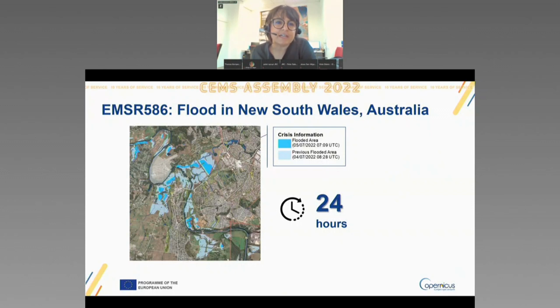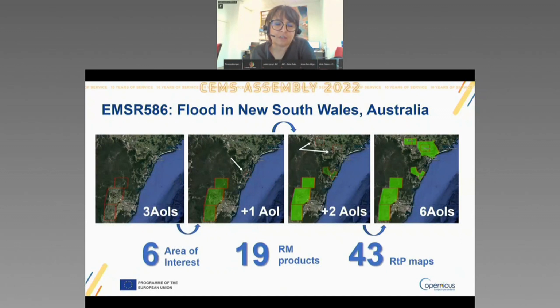Again, it was an excellent cooperation with the user. It's essential during the whole activation to collect feedback from the user and to understand if something has to be improved or if the requirements change, because the needs change completely due to the evolution of the emergency.